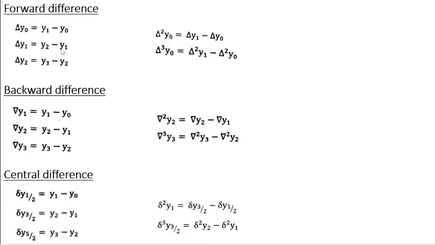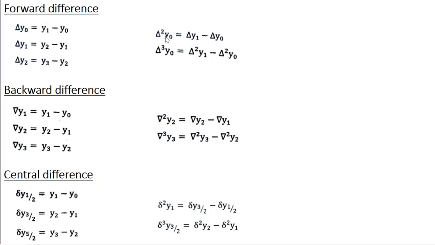Similarly, the second term, y2 minus y1. So here y1 is the forward term. So the corresponding subscript will come here. That's why this is delta y1. Similarly, y3 minus y2. y2 is the forward term. This is delta y2. And the difference between two successive first difference terms, that is the second difference term.